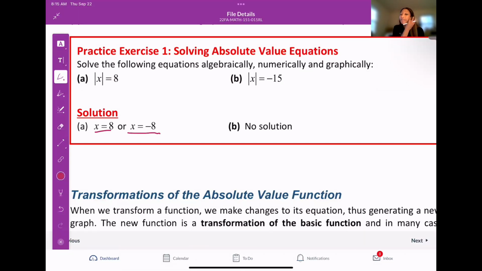Okay? For part B, this is very important. What if we have the absolute value of x is equal to negative 15? That doesn't mean x equals negative 15 or x equals positive 15. Remember, the absolute value function makes whatever you plug in positive. So if you have your absolute value being equal to a negative number, like in this situation, that's not possible. The absolute value of anything is going to be a positive number or 0 sometimes, non-negative. So if you get a negative number, we say that there is no solution.